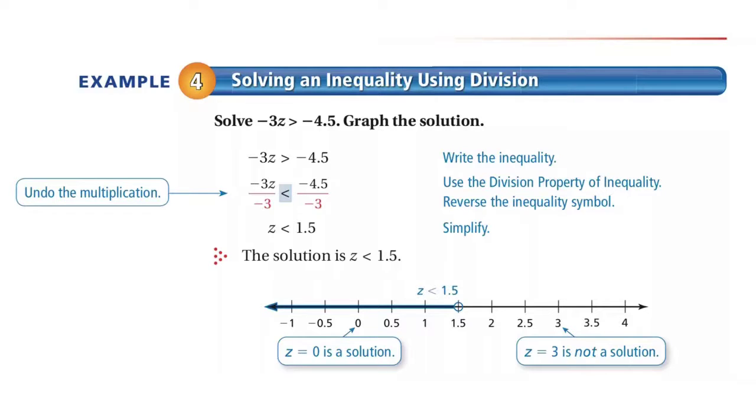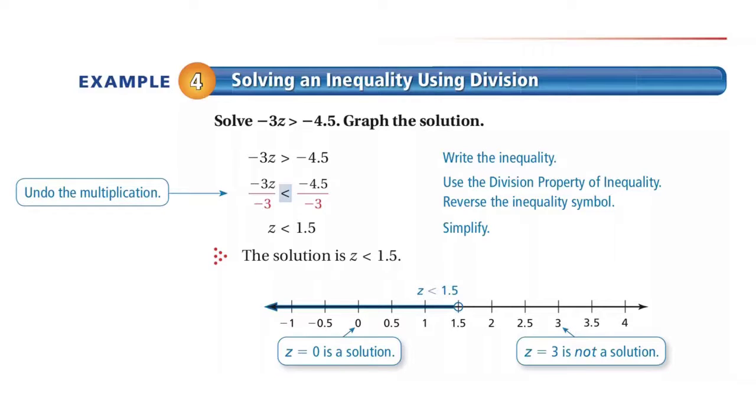On the left-hand side, we're left with just z. We flip the symbol. It's no longer greater than. Now it's less than. And -4.5 divided by -3. Same sign, so it's positive. And 4.5 divided by 3 is 1.5. So we have z is less than 1.5.